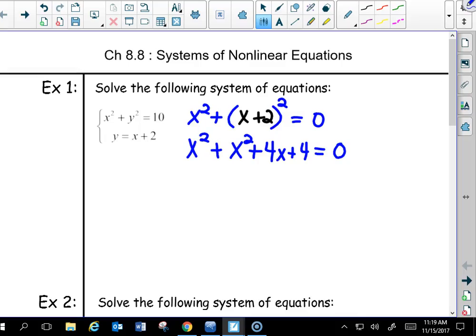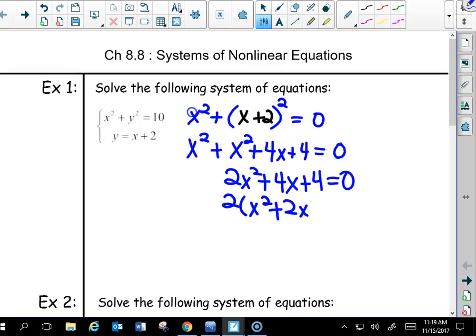All right, so let's go ahead and put this together. We get 2x squared plus 4x plus 4 equals 0. And I can factor a 2 out of all of that. Hopefully it'll make this quadratic easier to factor. Okay, wait a second. I have an error. My first equation actually had a 10 on it. Let's back up and fix that error.